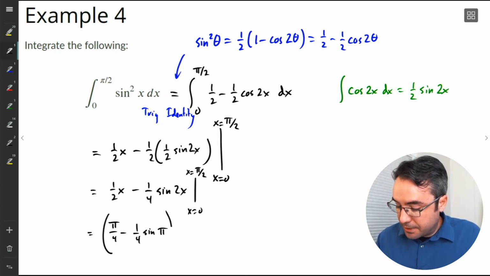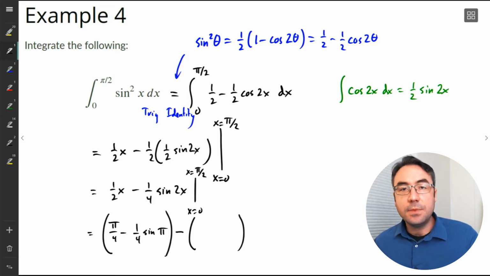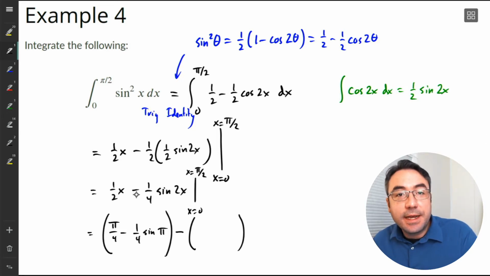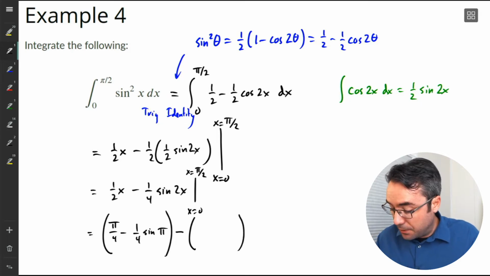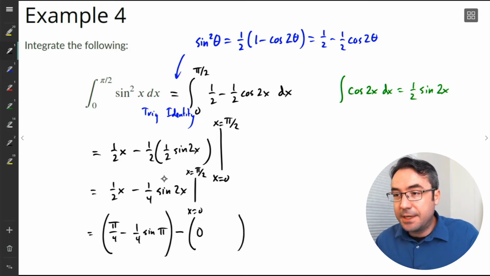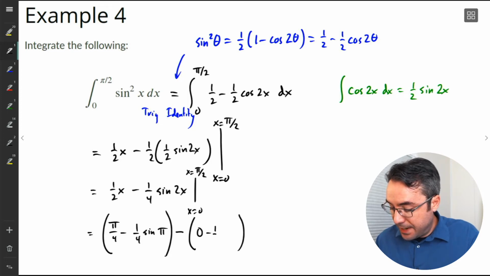That's what we get when we plug our top number in. Then we subtract, and then we're going to plug in our lower limit, our 0. So now let's take 0 and plug it into this antiderivative. When we plug it into that first term, we get 0. And when we plug it into that second term, we get minus 1/4 sine of 0.